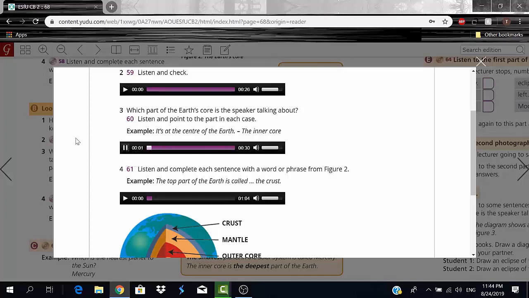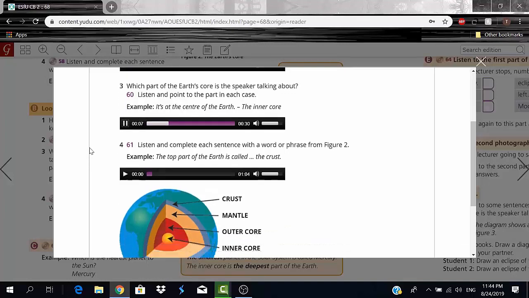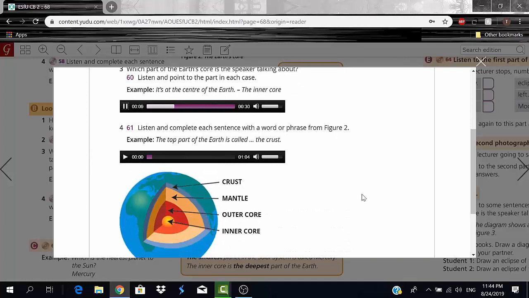60. Exercise B3. Listen and point to the part in each case. It's at the center of the earth. The inner core. It's above the inner core. The outer core. It's below the crust. The mantle. It's between the inner core and the mantle. The outer core.